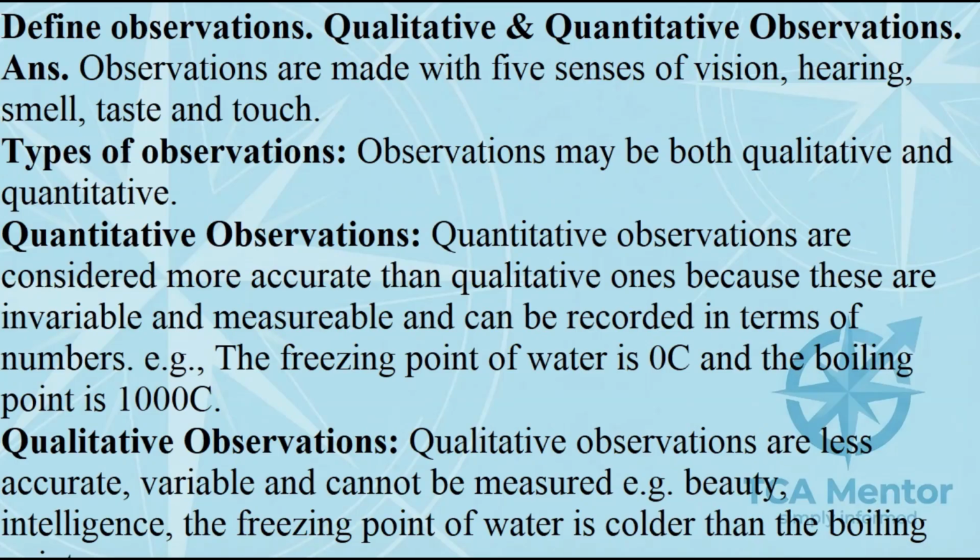Quantitative observations are considered more accurate than qualitative ones because these are invariable and measurable and can be recorded in terms of numbers. E.g., the freezing point of water is 0 degrees Celsius and the boiling point is 100 degrees Celsius. Qualitative observations are less accurate, variable, and cannot be measured, e.g. beauty, intelligence. The freezing point of water is colder than the boiling point.